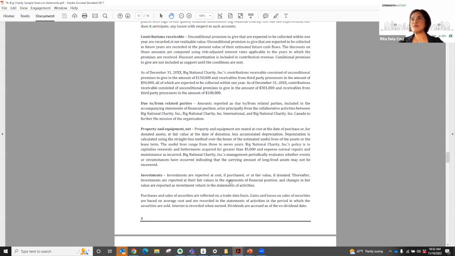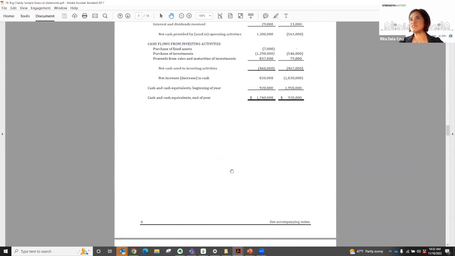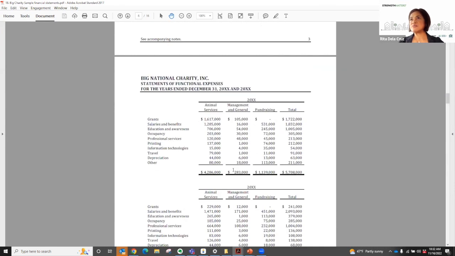I do also want to mention that Gail mentioned that the functional expenses for Big National Charity Inc. is another statement after the statement of activities. That's one option. You can also do notes to financial statements, but you are prohibited from including this in supplementary information. It's not allowed to be in supplementary information. It can be a separate statement or notes to financial statements. Right.